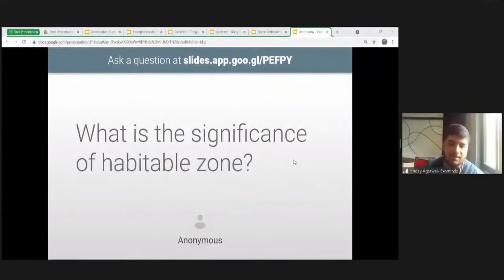Okay, I would like to answer this question. So the significance of habitable zone. This is a very good question because, as we know what a habitable zone is, we should know how we define it first of all. So how Team Exominds defines habitable zone for this project is that the liquid water is sustained there, and when liquid water can sustain there, there is a possibility of life because the most important factor for living is water, and that is why there is a lot of significance for the habitable zone.